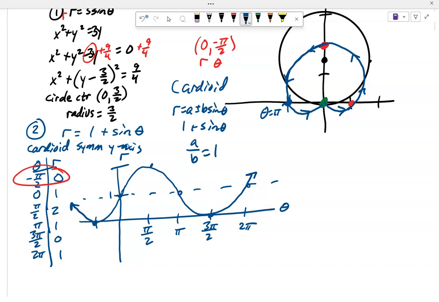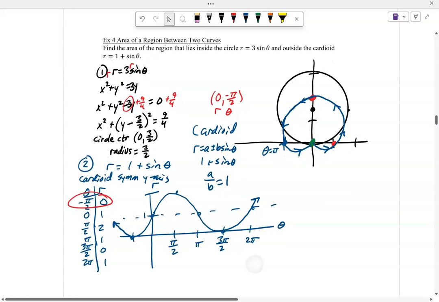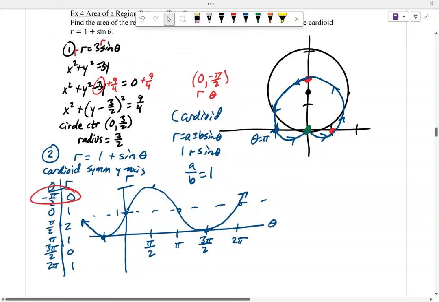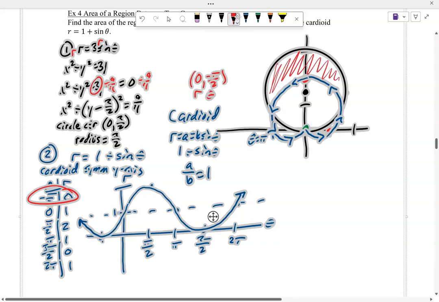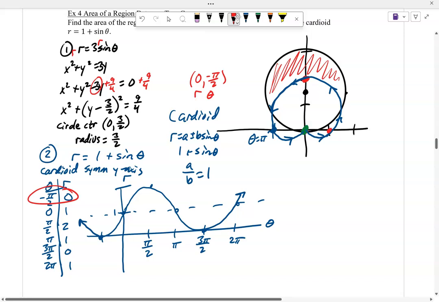Now what we want is it's asking for the area that's inside the circle and outside the cardioid. So let me do that in red. That would be this right there in red. So we need to know, first of all, where do these things hit? Here and here. Where's their intersection? And then what I'm going to have to do is take the area of the circle inside that, from that region.